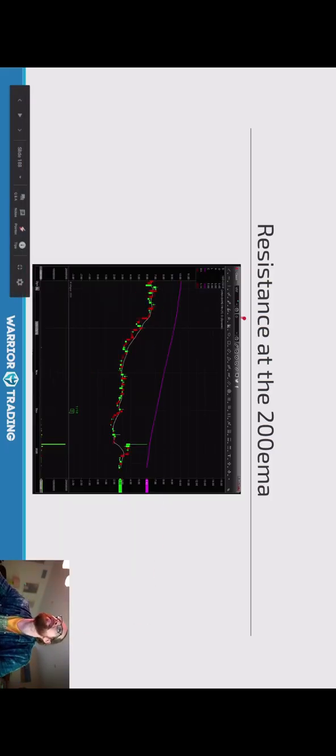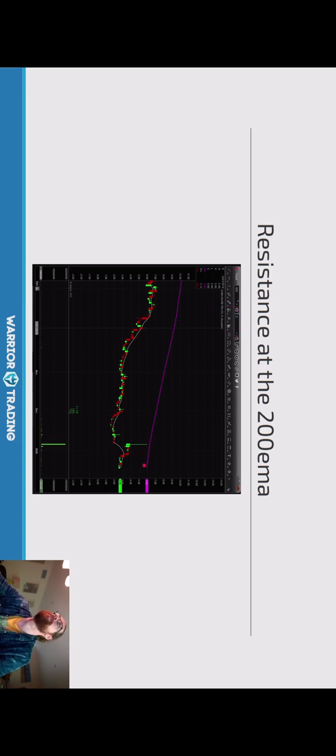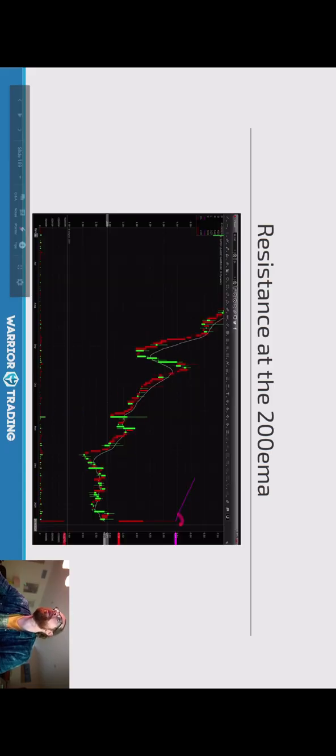Again, resistance at the daily chart here, tapping that level. Not quite, but close to it. Recent reverse split on this one as well. Tapping the 200 right here and then fading off that level.